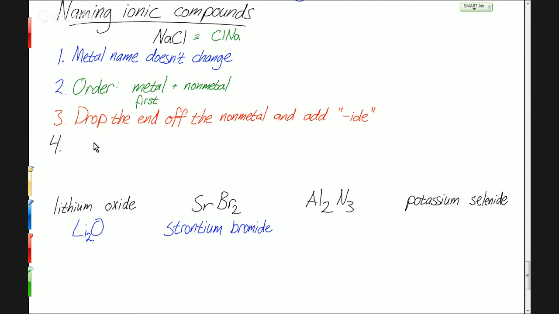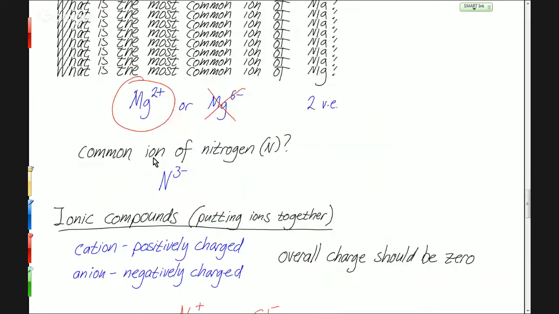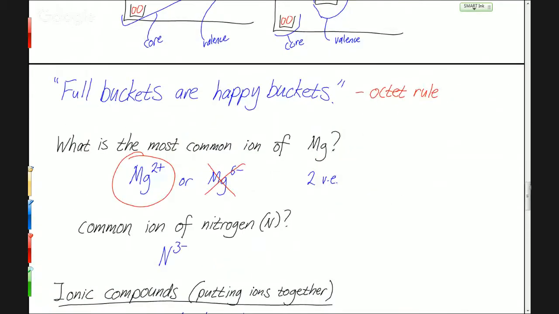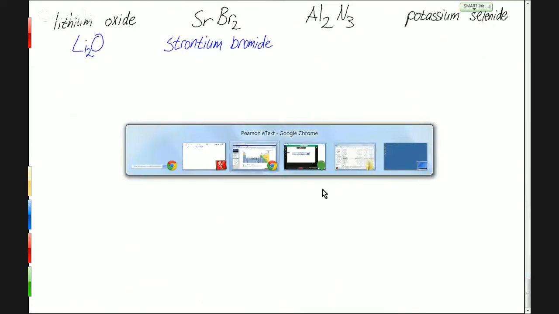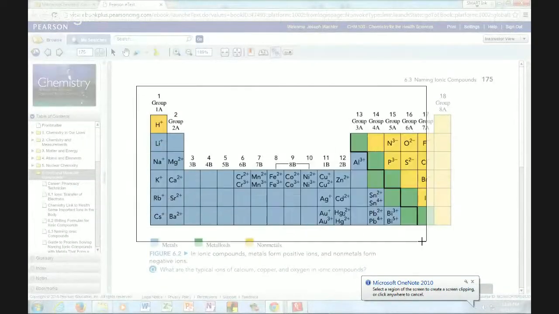Now, you don't have to memorize every charge of every ion. First of all, we talked about how you can build it to figure it out. So you can build these little buckets, right? And you can figure out how many electrons are likely to be lost or gained to fill a bucket. But the periodic table actually will help us with that too. So let me pull this picture up from your book. This is page 175.